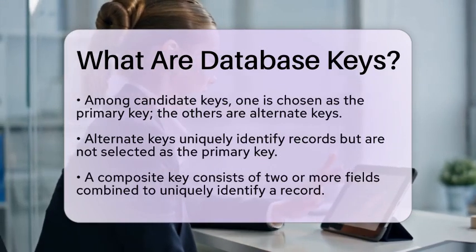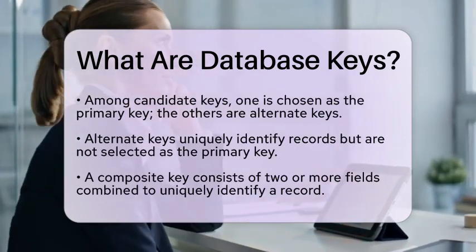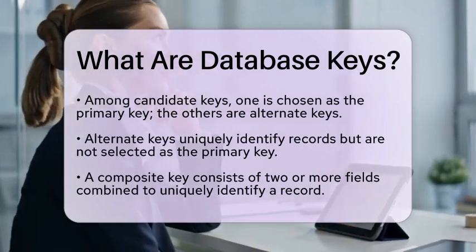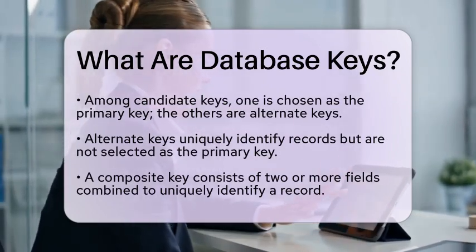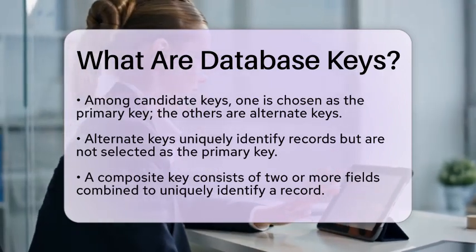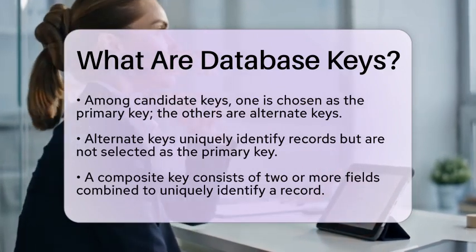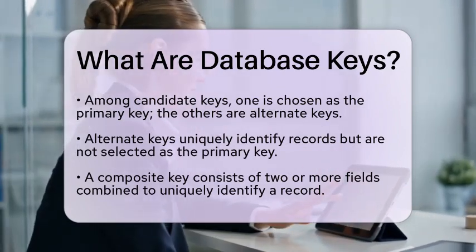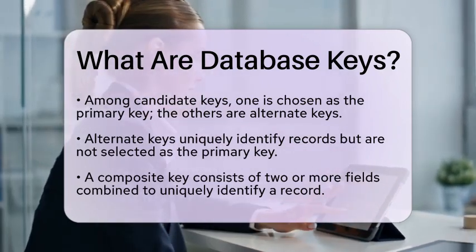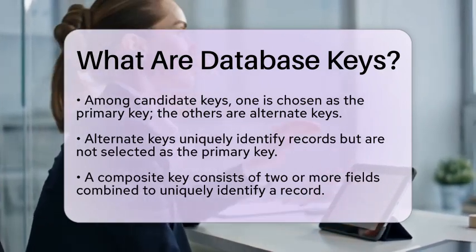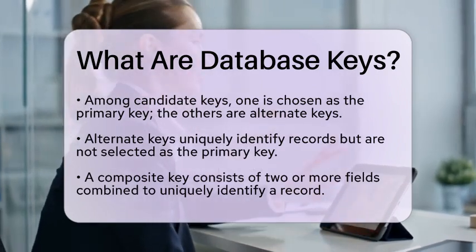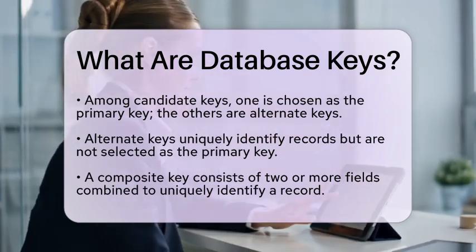We also have the super key. This is any combination of columns that uniquely identifies a record. Super keys include candidate keys but may have extra attributes that are not necessary for uniqueness. The unique key is similar to a primary key in that it ensures uniqueness, but it can accept empty values, unlike primary keys. Lastly, there is the surrogate key. This is an artificial key created by the system, often a sequential number, used when natural keys are not practical.